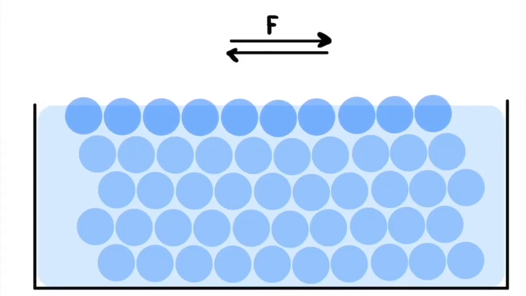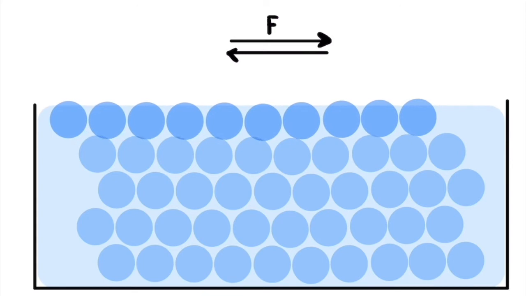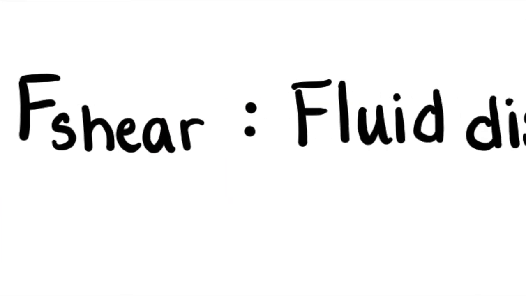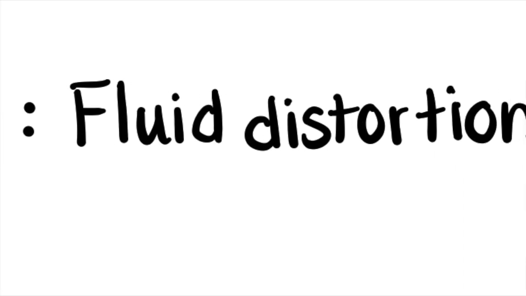A fluid's resistance to flow due to internal friction causes a large shear force requirement to move one layer of the fluid in relation to another. Viscosity is the ratio between the shear force and the resulting distortion of the fluid.